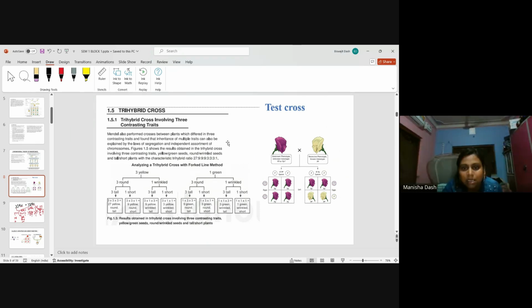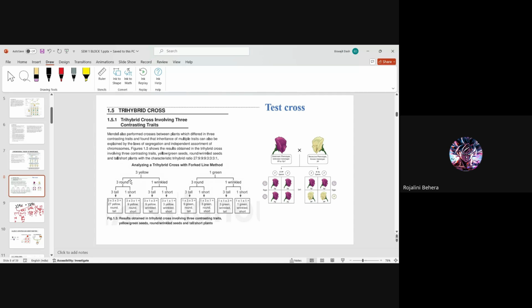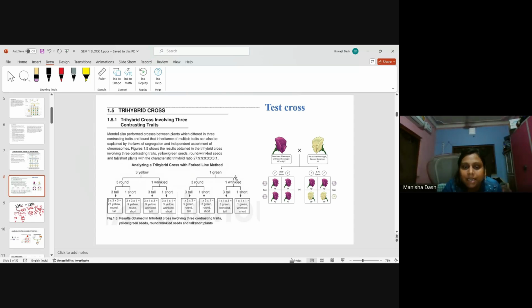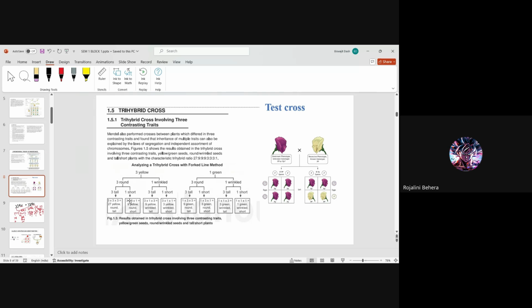Similarly, for the trihybrid cross, the phenotype has been written like this. If you observe, only the color will be in a ratio 3 yellow is to 1 green. Similarly, the shape will be again 3 round and 1 wrinkle. Everything will combine with the color again. The shape will again combine with the color. So like this, the height will also be 3 is to 1. So if you multiply them, what you will get?